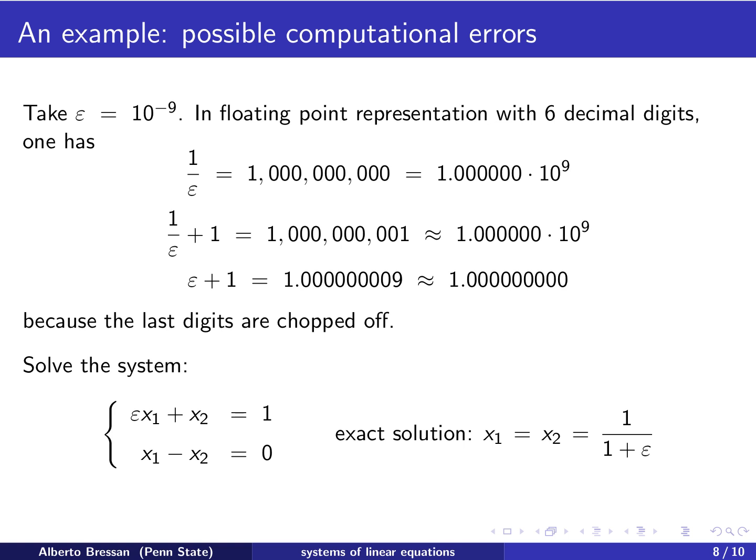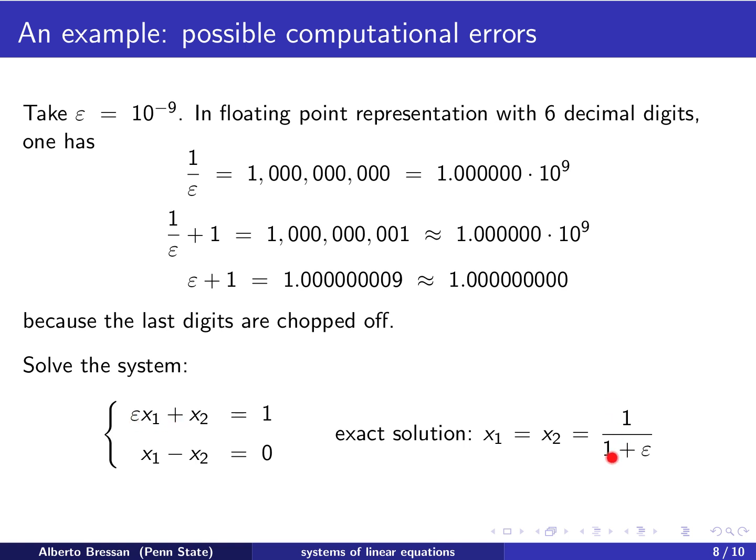Okay, let's keep this limitation of 6 decimal digits, and let's try to solve the following system: epsilon x1 plus x2 equals 1, and the second equation is x1 minus x2 equals 0. So we can see what the exact solution is. Well, x1 will have to equal x2, and then if you put that in, x1 and x2 will both be 1 over epsilon plus 1.